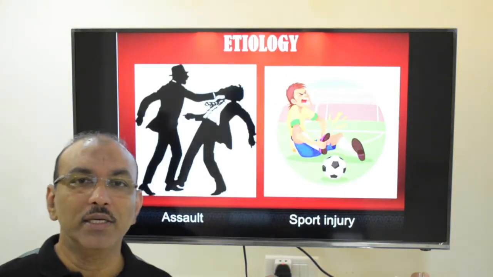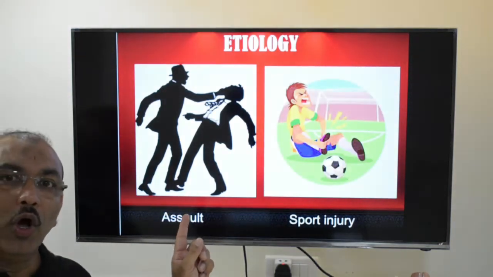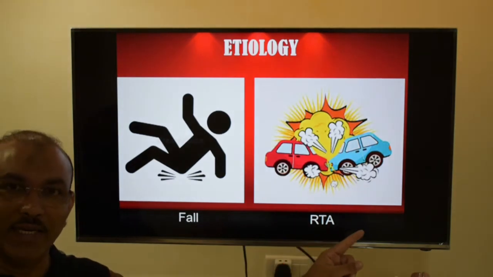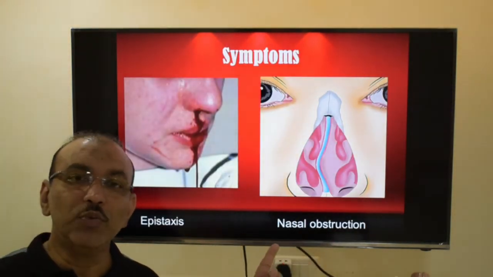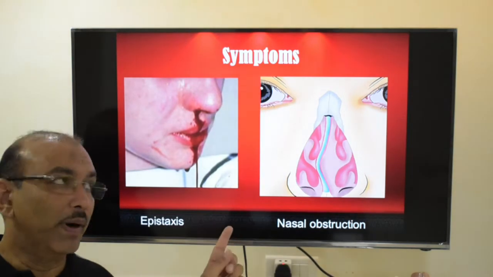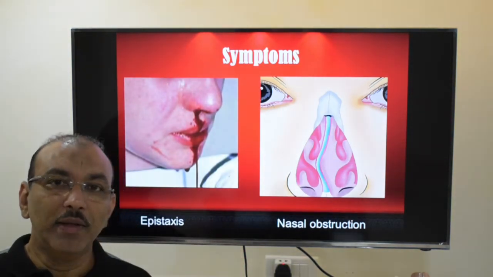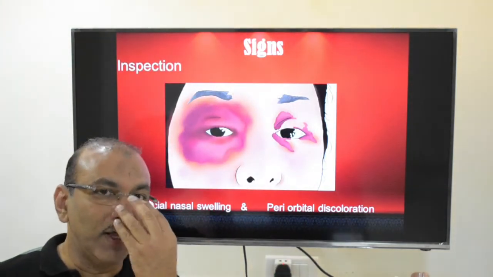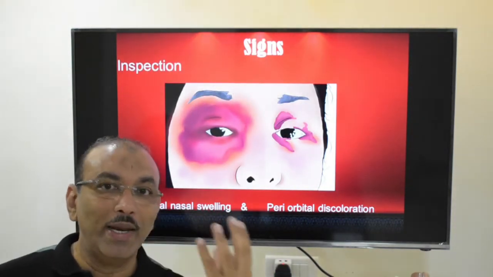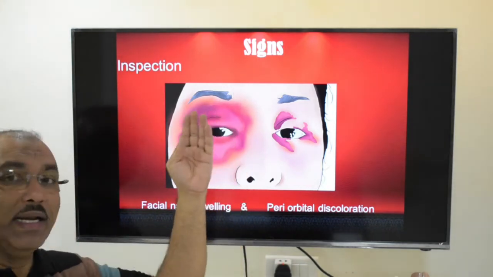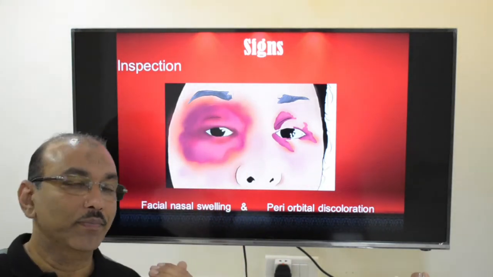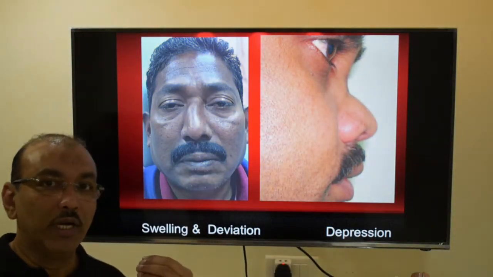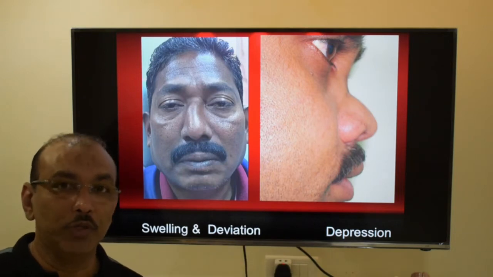This usually results from an assault or any type of sports injury, or it can be a fall or a road traffic accident. The patient presents with any of these followed by nasal bleed and nasal obstruction. On examination, the whole external nasal framework will be swollen up. Along with that, there will be discoloration around the eye. So we cannot make out the shape of the nose, and sometimes there will be a change in the shape of the nose too.